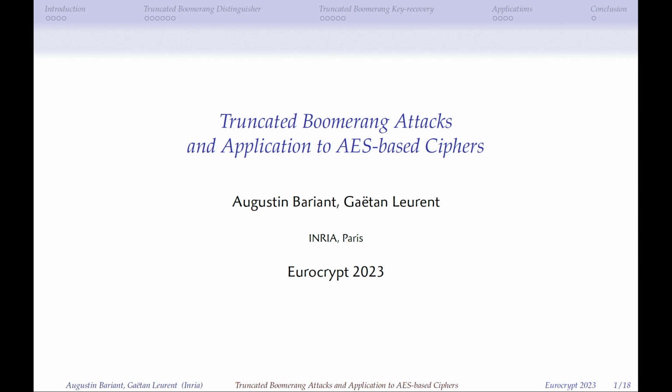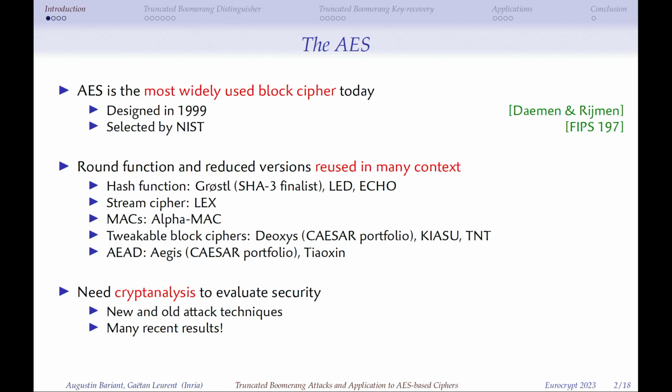The first talk of the session is entitled Truncated Boomerang Attacks and Application to AES-Based Ciphers by Augustin Barian and Gaëtan Laurent, and the talk is given by Gaëtan. Thank you for the introduction. So it's a joint work with Augustin, who is a PhD student working with me. And so I will talk about truncated boomerang attacks and application to AES-like ciphers.